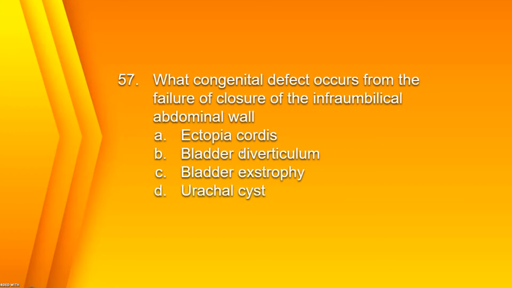57. What congenital defect occurs from the failure of the closure of the infraumbilical abdominal wall? So the abdominal wall below the umbilicus. A. Ectopia cordis. B. Bladder diverticulum. C. Bladder exstrophy. Or D. Urachal cyst. The answer is C. Bladder exstrophy.